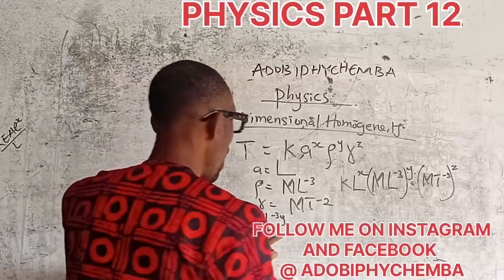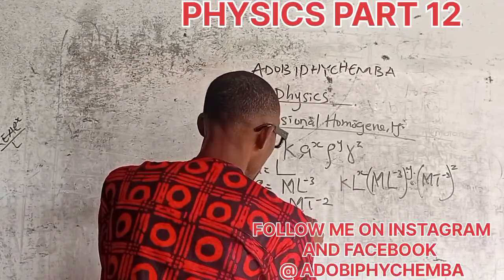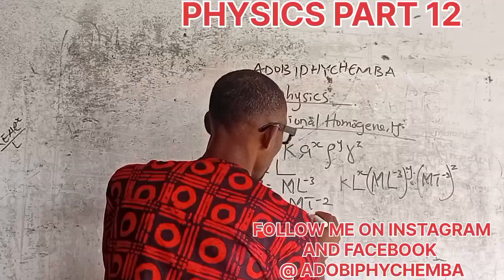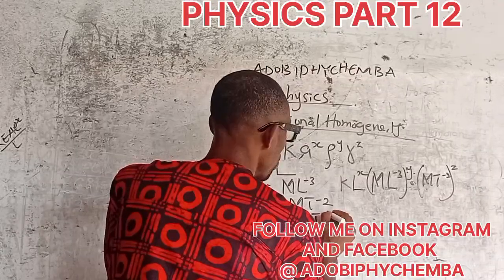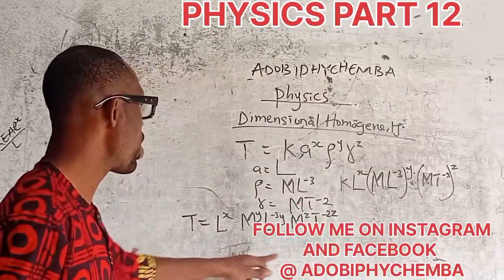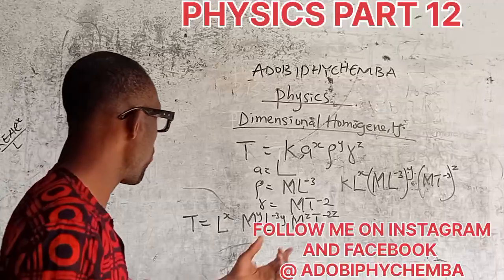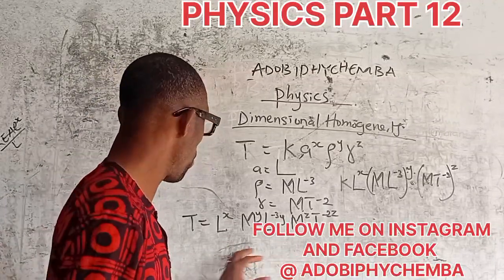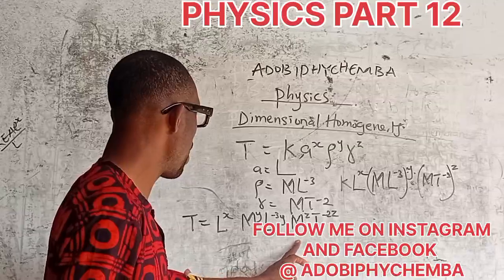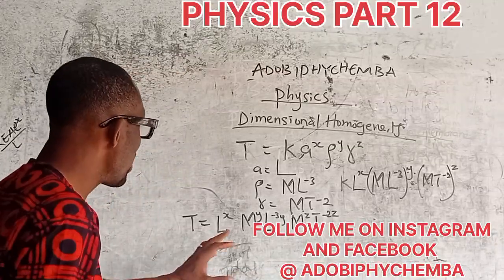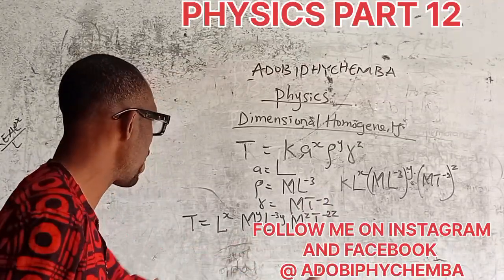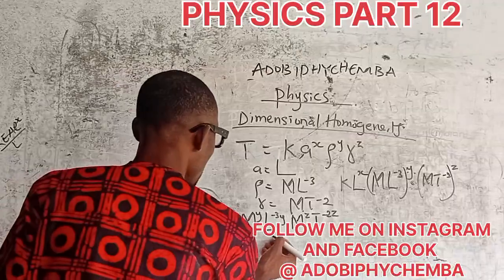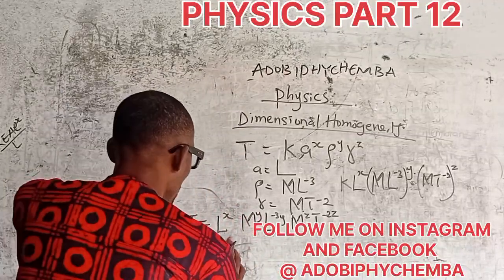Look at it now. And then you also have M raised to power Z and T raised to power minus 2Z. Why are we doing this? We are doing this so that it will be very easy for us to have one single dimension. You know, we have L and L here, we have M and M. But in this case, since they've asked us to calculate X, Y, Z, we have to make all this a single form.